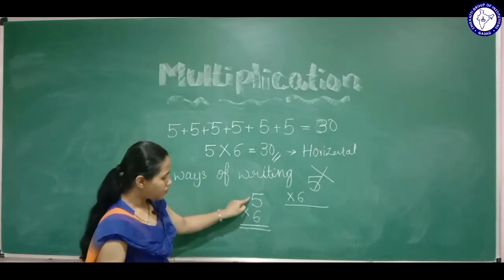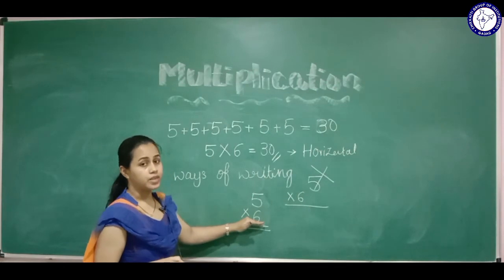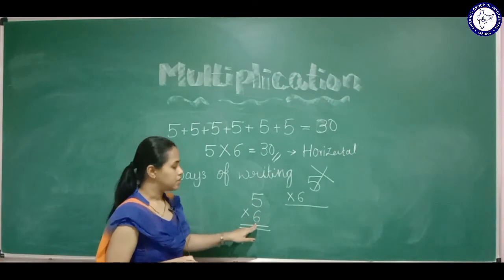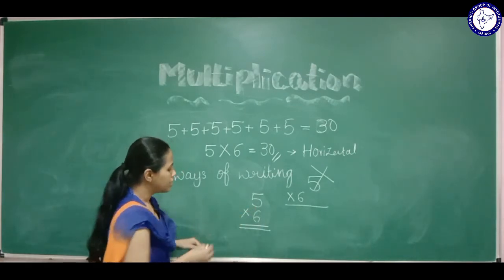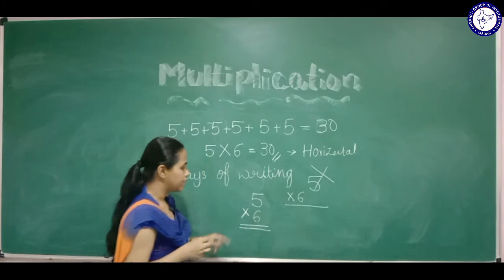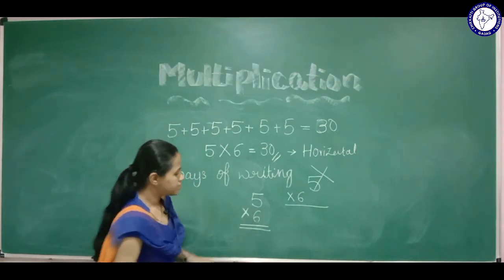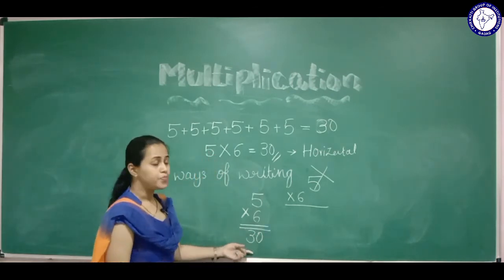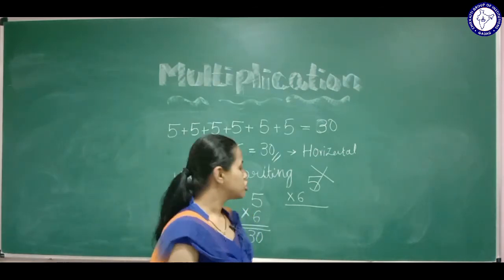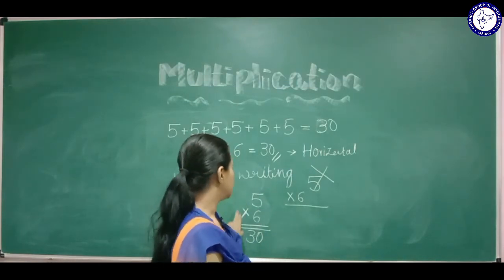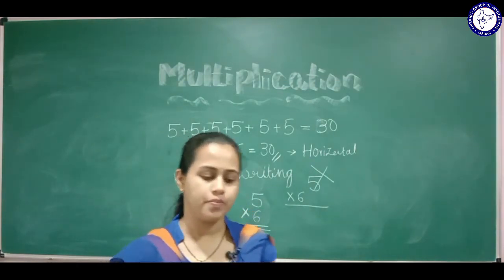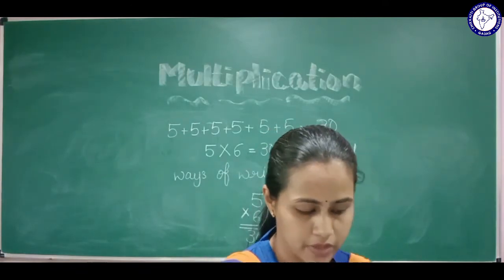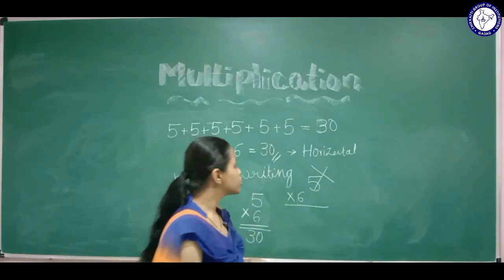If you're writing the number here, down below you should write the number by which you are multiplying. Here it's the symbol of multiplication. So 6 5s are 30, right? This is how you can write. So this is the horizontal method, this is the vertical method, right? Here you have an exercise, a worksheet. We'll solve them later.